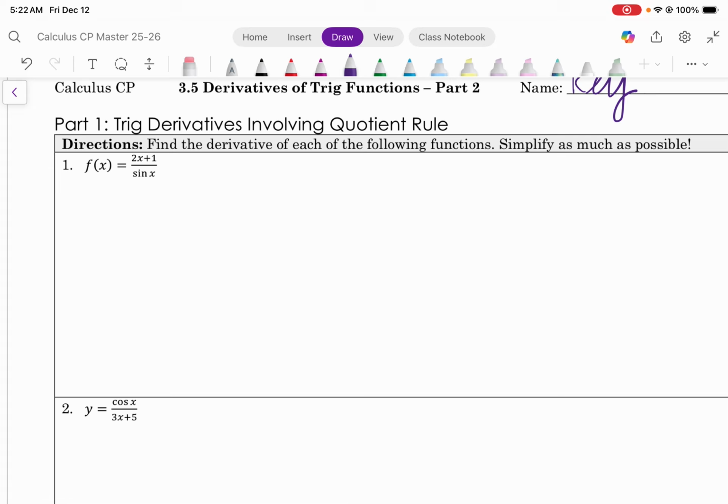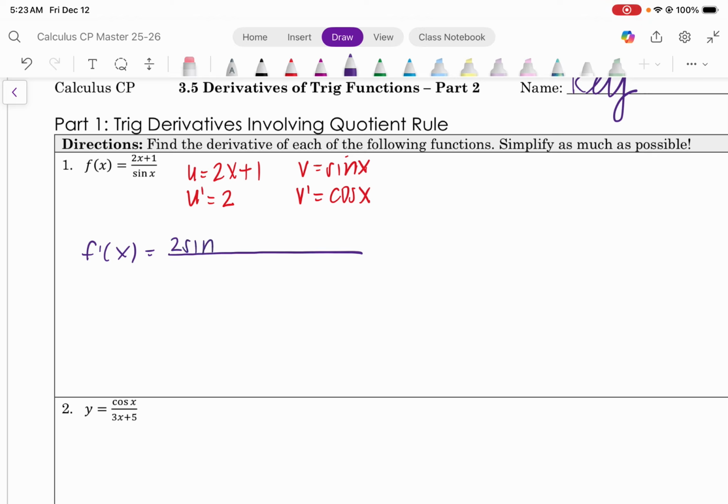So let's get started. First thing you're going to do is break up the numerator and the denominator using whichever letters make you happy. Find each mini derivative. The derivative of 2x plus 1 is 2, and the derivative of sine x is cosine x. After that, you'll go right to the quotient rule. Be careful that the order does matter for quotient rule. So 2 times sine x must go first, and then minus, we have cosine x times 2x plus 1. On the bottom, when we square sine, we're going to write that sine squared x.